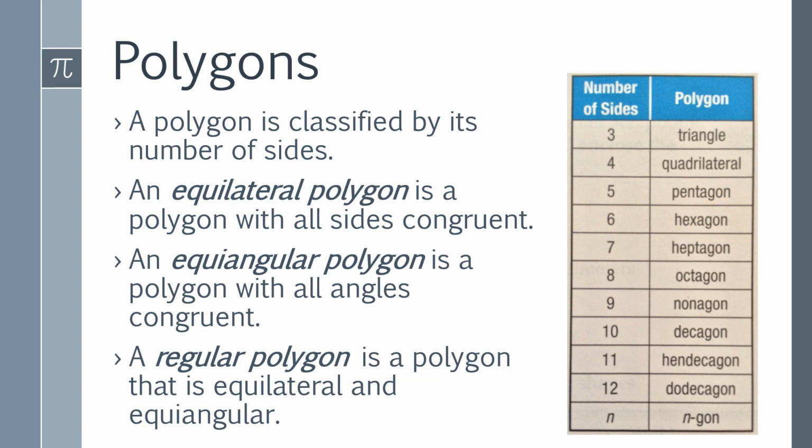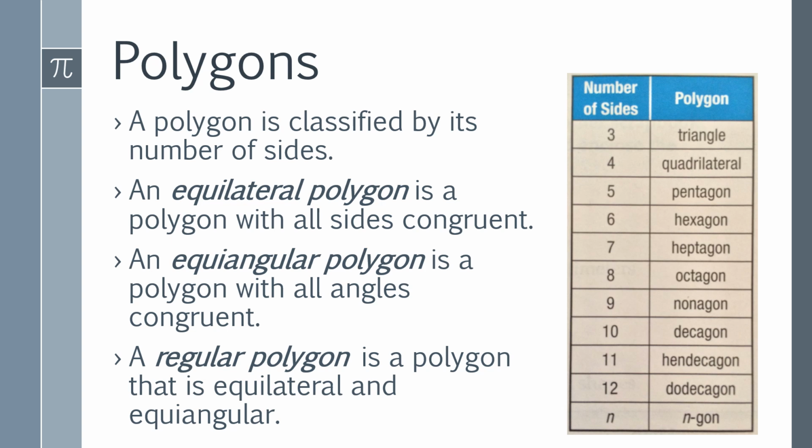All right, so we classify a polygon by its number of sides. So on this chart here, we have everything from triangle, right? Tri, 3, quadrilateral, quad is 4, penta, 5, pentagon, hexagon, 6, heptagon, 7, octagon, 8, nonagon, 9, decagon, 10. Those are Greek numbers. Hendecagon is 11, dodecagon, 12.